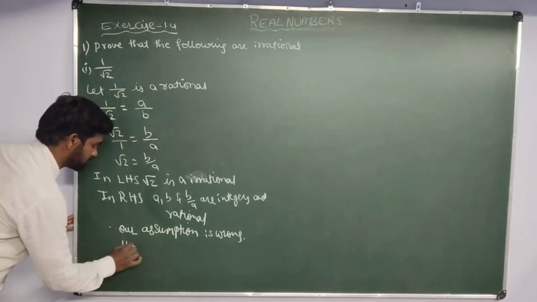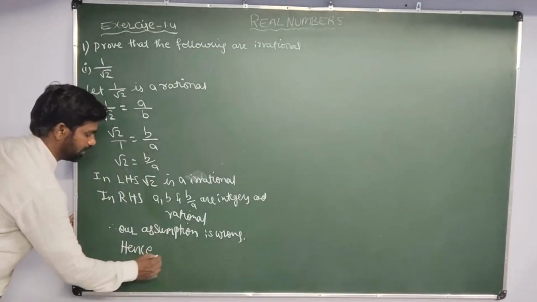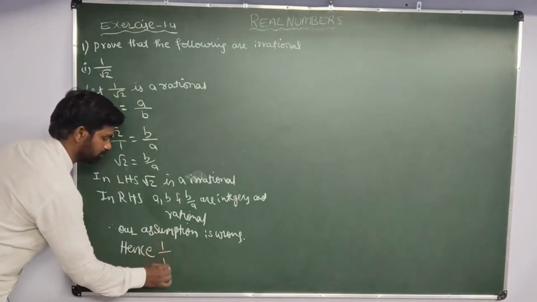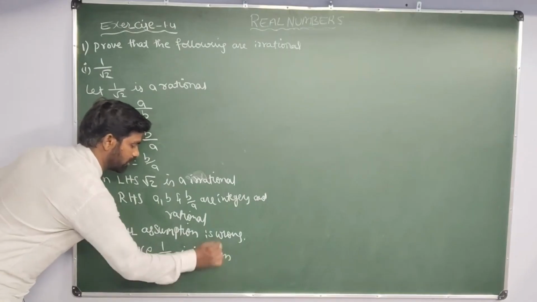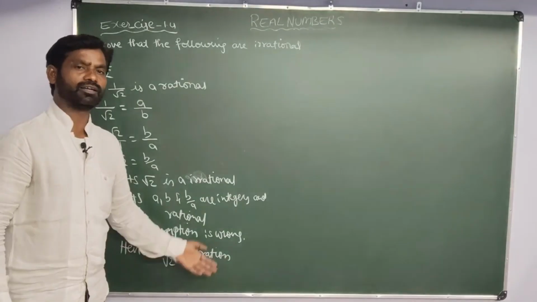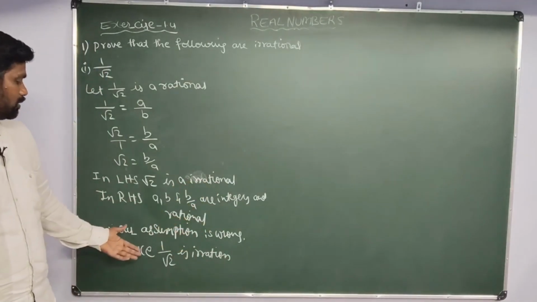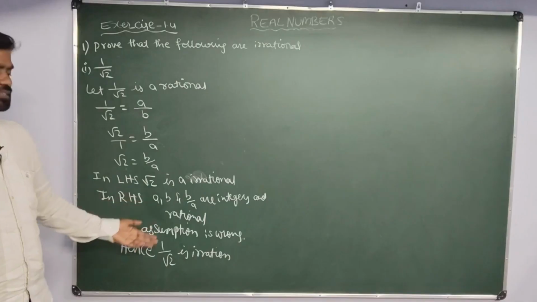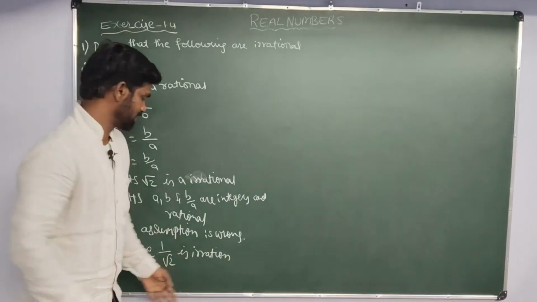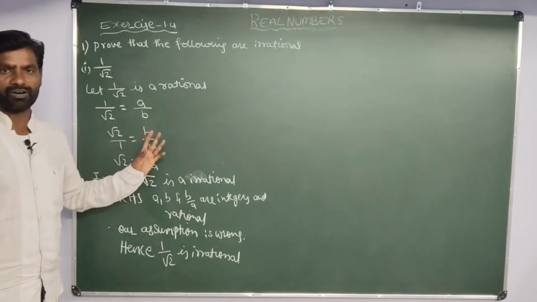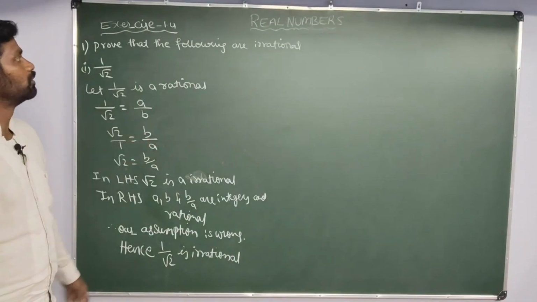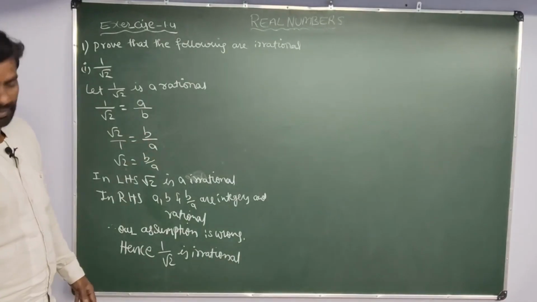If our assumption is wrong, then what is correct? Hence, 1 by root 2 is irrational. So we assume that 1 by root 2 is rational. That is wrong. If that is wrong, then what is the correct one? 1 by root 2 is irrational. That is the correct one. Okay. So this is a proof of 1 by root 2 as irrational.